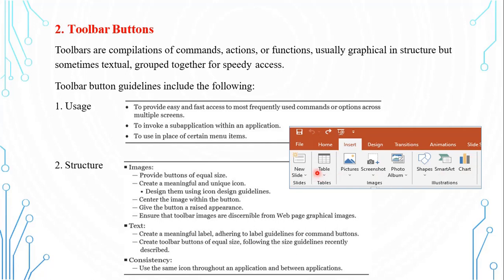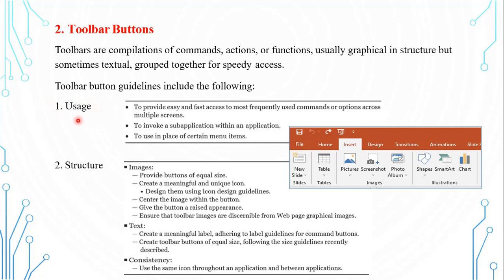You have different kinds of applications, so there will be toolbars as well. Toolbars are compilations of commands, actions, or functions, usually graphical in structure but sometimes textual, grouped together for speedy access. So these toolbars are actually the commands, and you can perform certain actions, and these can be represented either in a graphical manner or in a textual format. Toolbar button guidelines include the following. There are certain guidelines that have to be followed while designing the toolbar.